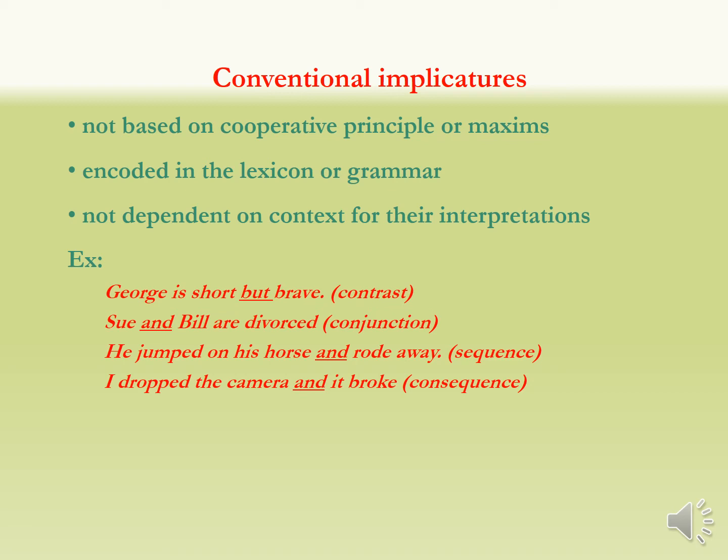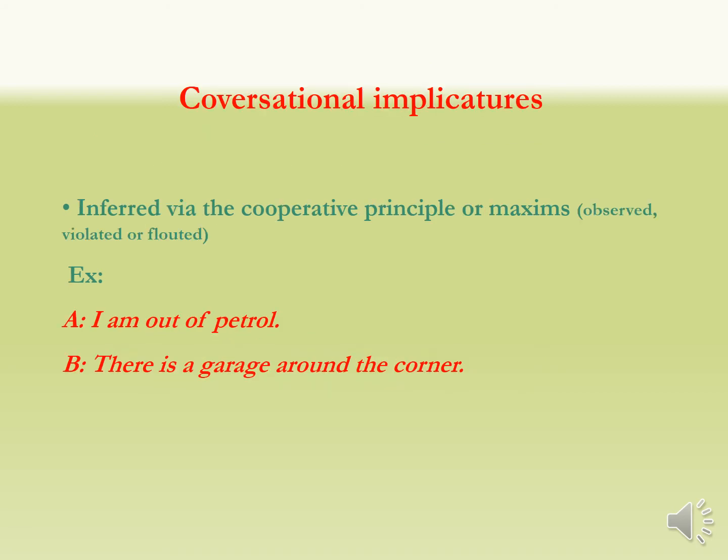I dropped the camera and it broke. If we don't see the last statement, I dropped the camera, definitely it would be broken. He jumped on his horse, definitely he jumped just in order to ride. And Sue and Bill are divorced. It's a conjunction or conversational implicator, just in order to see the contrast or the conjunctions in the statements.